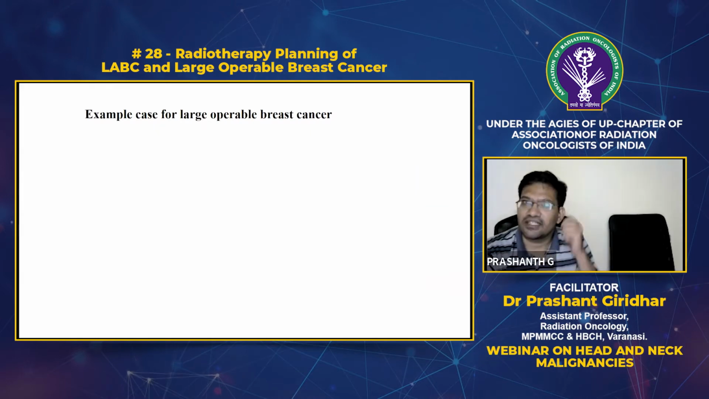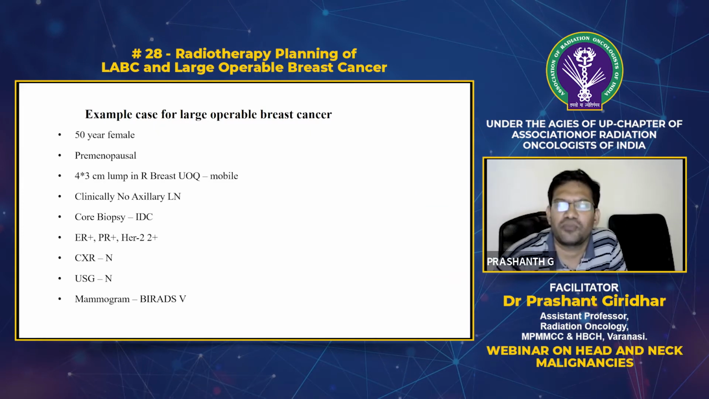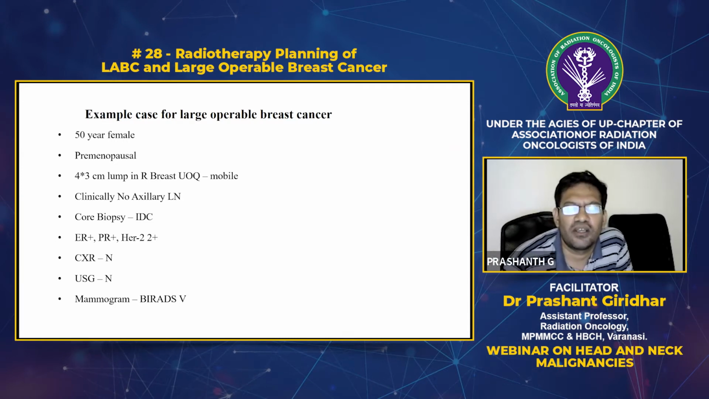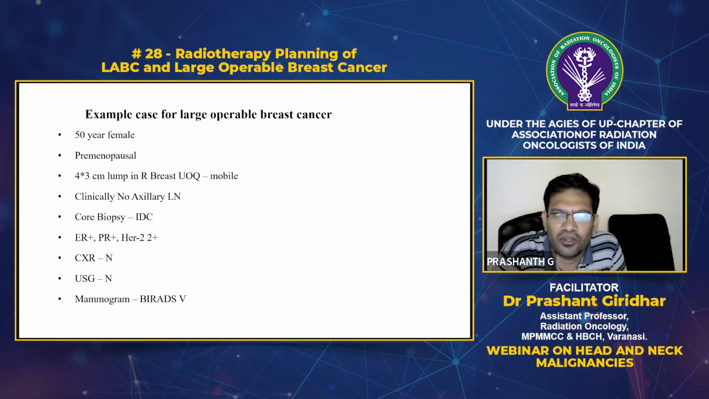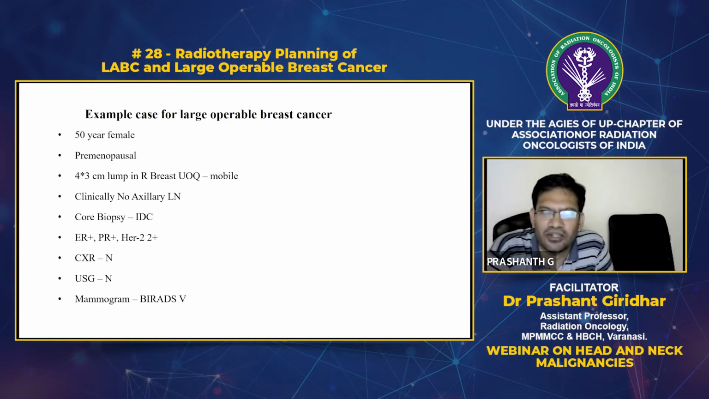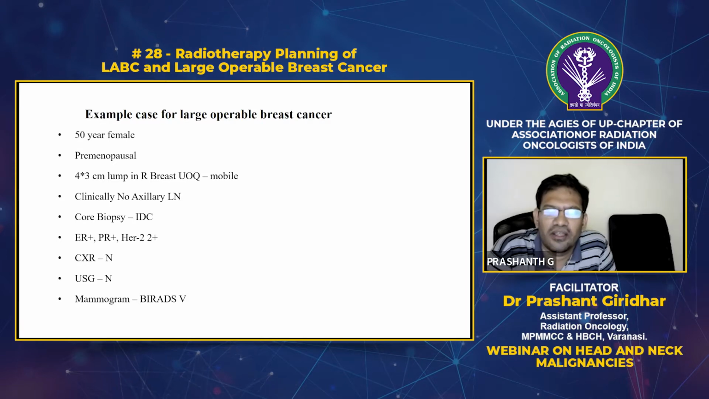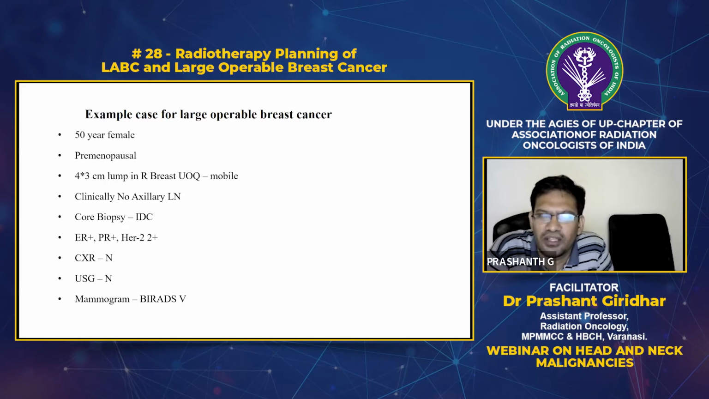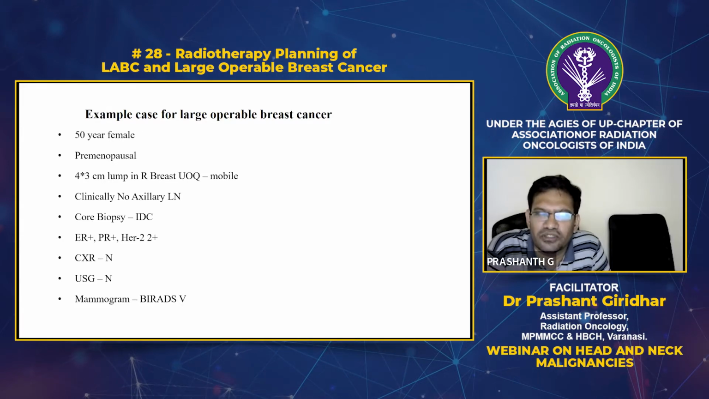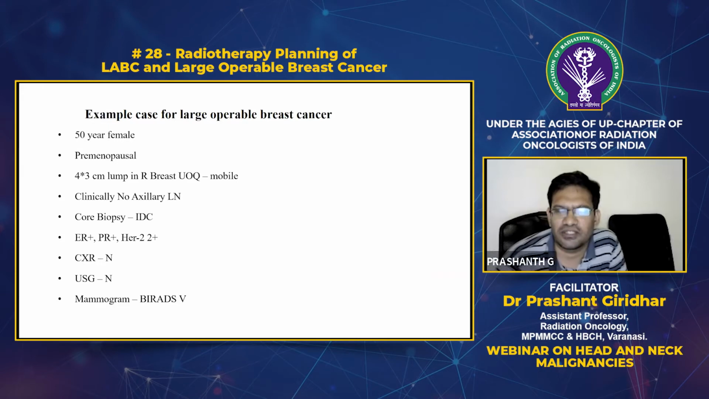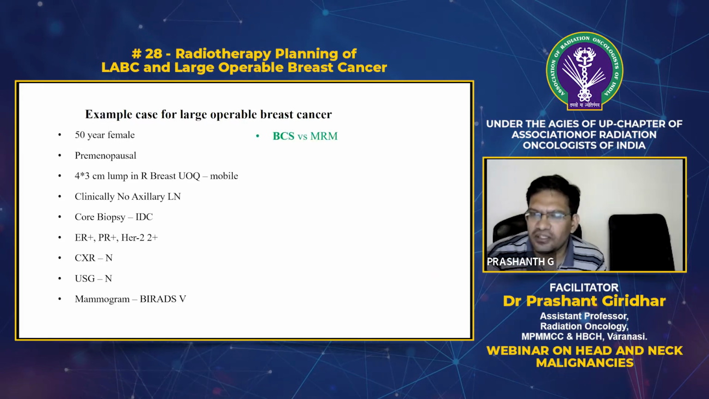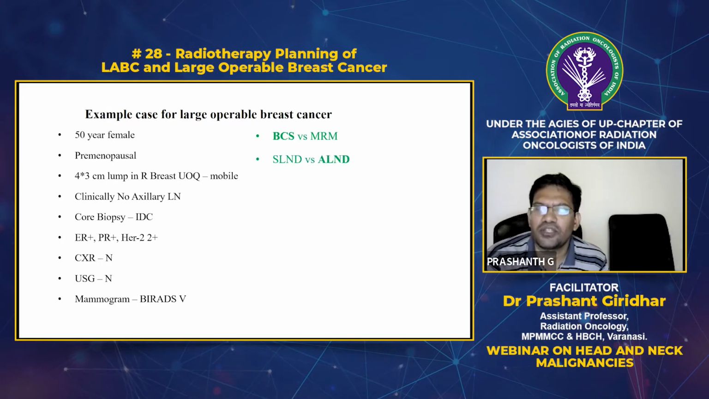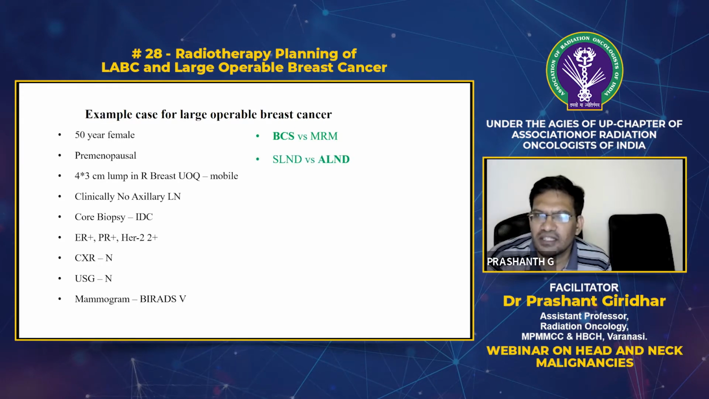So we'll start with an example of a large operable breast cancer. These are typical patients that we see in our OPDs. So we have, for example, a 50-year-old female, premenopausal, who presented with a 4 into 3 centimeter lump in the right breast upper outer quadrant. Clinically, no axillary lymph nodes were present. Core biopsy showed an infiltrating ductal carcinoma with hormone status being positive and HER2 equivocal and no metastasis. Now, this patient can undergo a BCS, can undergo an MRM. Because there are no axillary lymph nodes, SLND versus ALND.